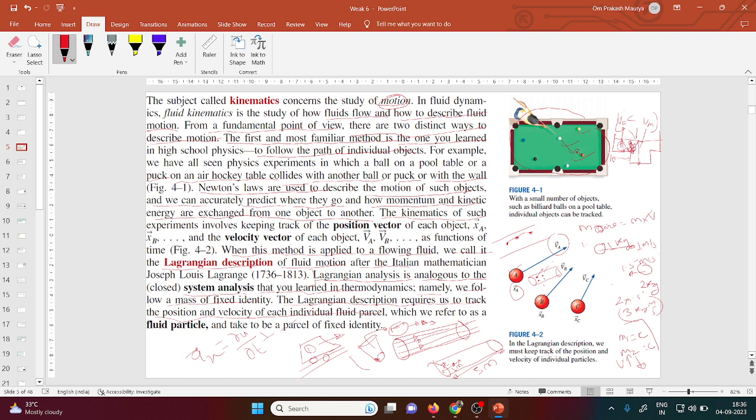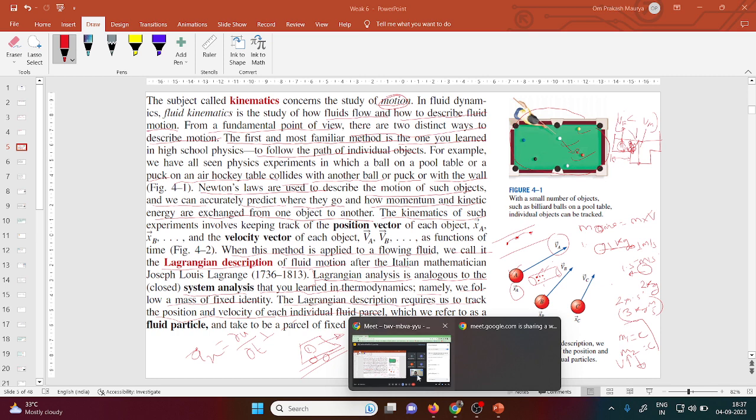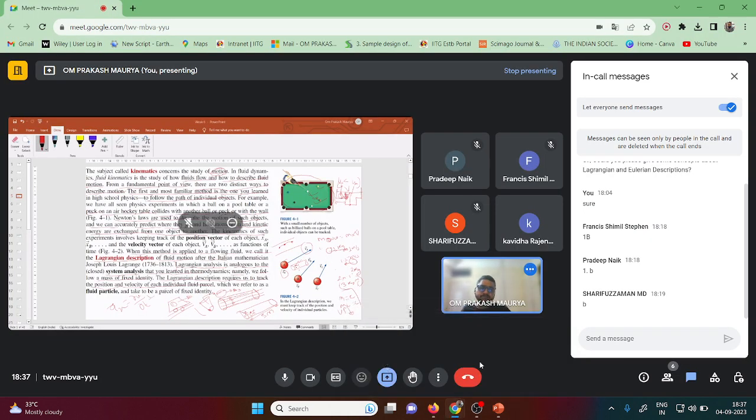Fixed identity means this is the same particle. If this particle is moving here, we follow the same particle, not another particle that has shifted here; we cannot write the equation for that. So I think you can understand what the Lagrangian approach is.